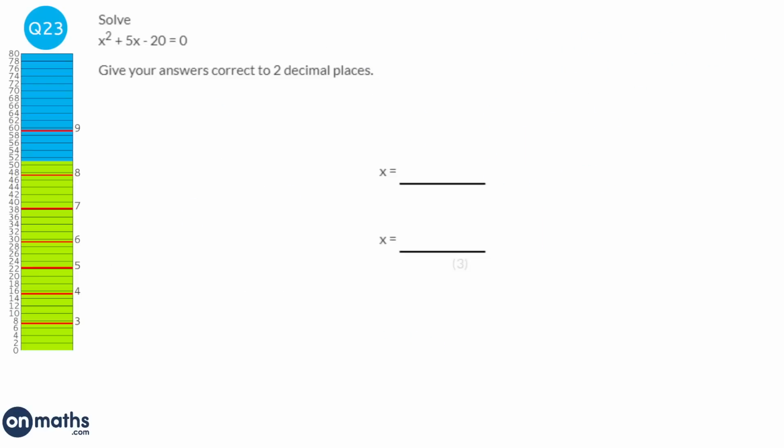We're asked to solve this quadratic, and we're told that we're going to put the answers to 2 decimal places, so we're going to be using the quadratic formula. For the quadratic formula, we need to work out what a, b, and c are. A is the coefficient of the x squared. Now, it doesn't look like it has a number before it, but it does. There is a 1 there, so a is 1. B is the coefficient of the x, which is 5. And c is the number left on its own at the end, which would be minus 20.